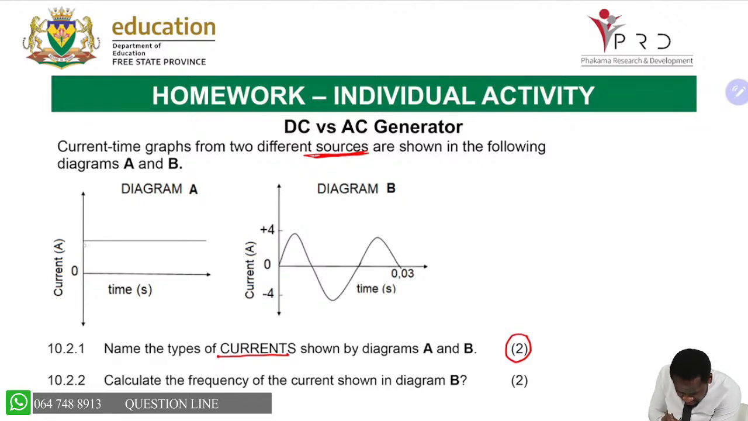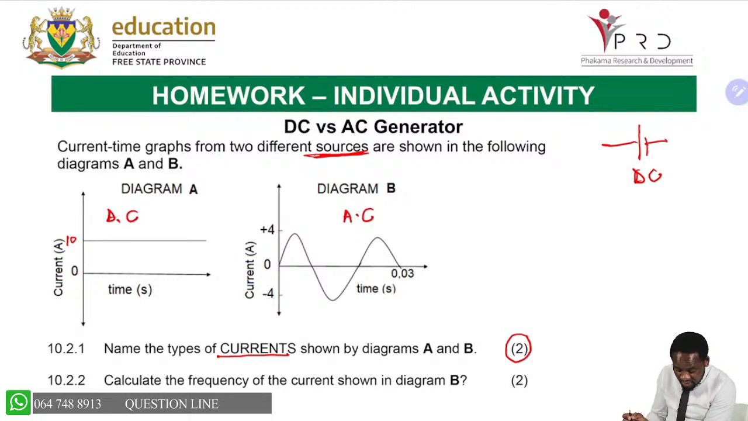Now, this current stays the same in terms of magnitude. Let's say if this was 10 amperes, it means it's 10 amperes throughout. This can only be possible from a source that is called a direct current source. So the type of current for A is direct current, simple. And for B, because it fluctuates between maximum, 0, and maximum in the opposite direction, this tells us that this is alternating current. But you must write it in full.